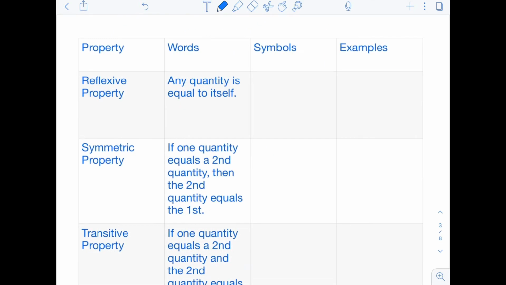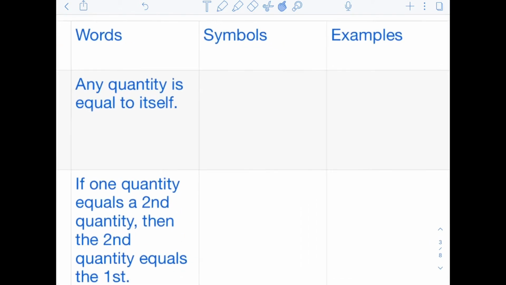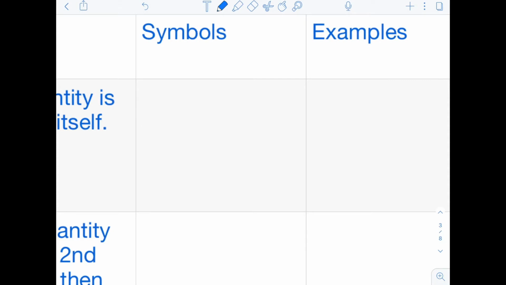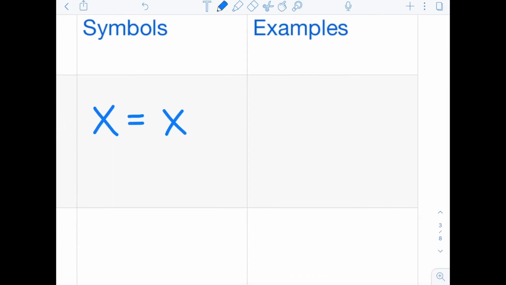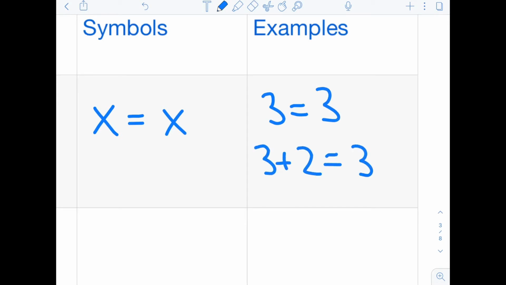So let's start with one of the most obvious properties, the reflexive property. What that says is any quantity is equal to itself. So basically, x equals x. It's super obvious. Using numbers, that would be something like 3 equals 3, or 3 plus 2 equals 3 plus 2, because they both equal 5.